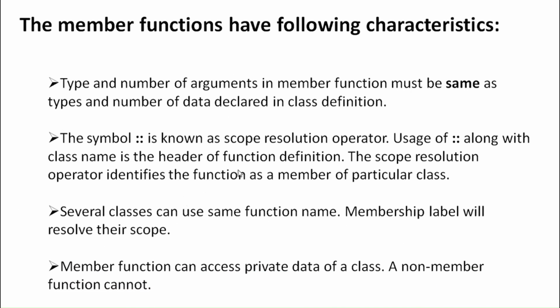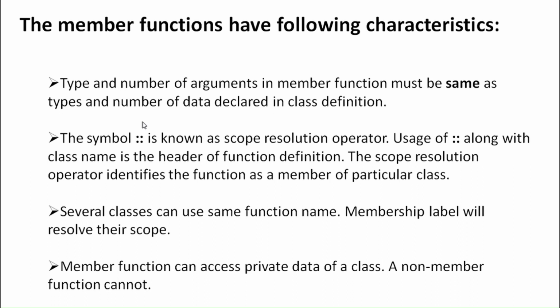Example of this. First we'll see the characteristics of this. The type and number of arguments in member functions must be the same as the types and number of data declared in the class definition. That is, the type and number of arguments in the member function must be the same as the type and number of data declared in the class definition.